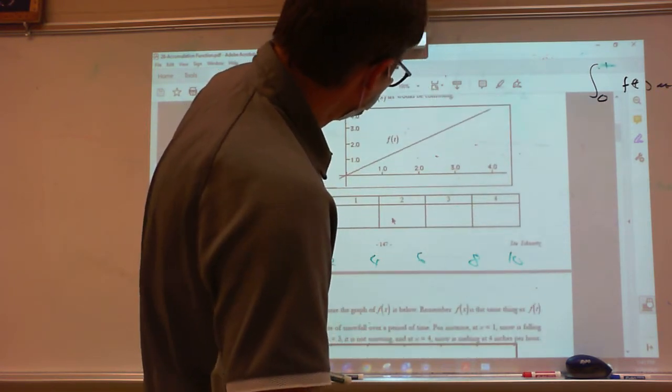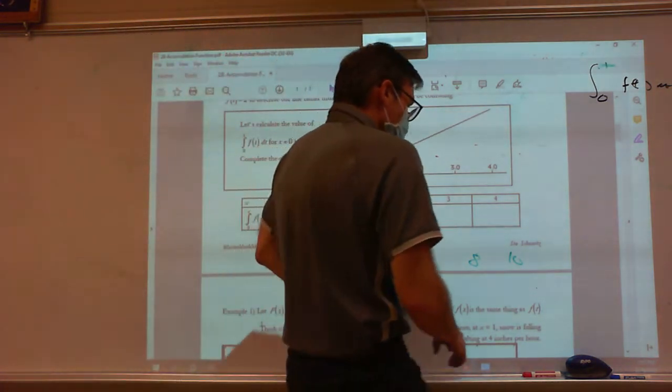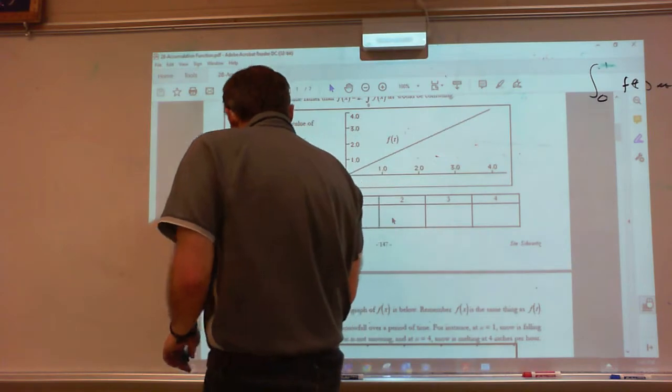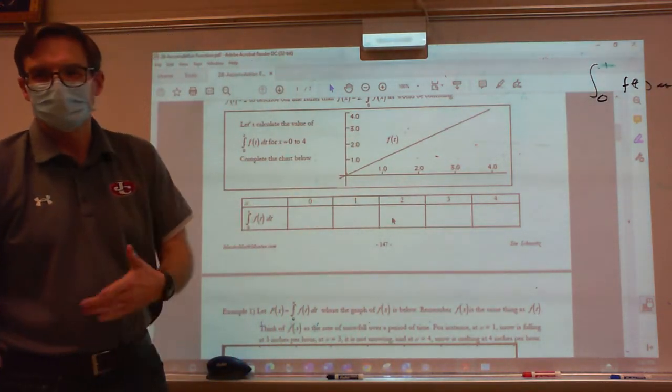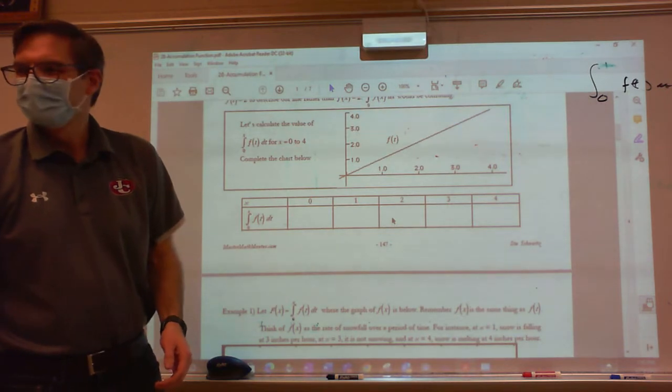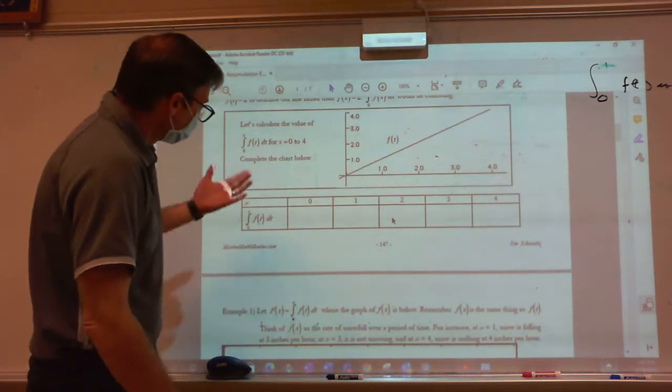Okay. We're going to ramp up the difficulty just a little bit. When we ramp up our difficulty just a little bit, we have a slightly more complicated function. Actually, not really. There's not much going on here. You just have a triangle. But we're going to do the same thing.